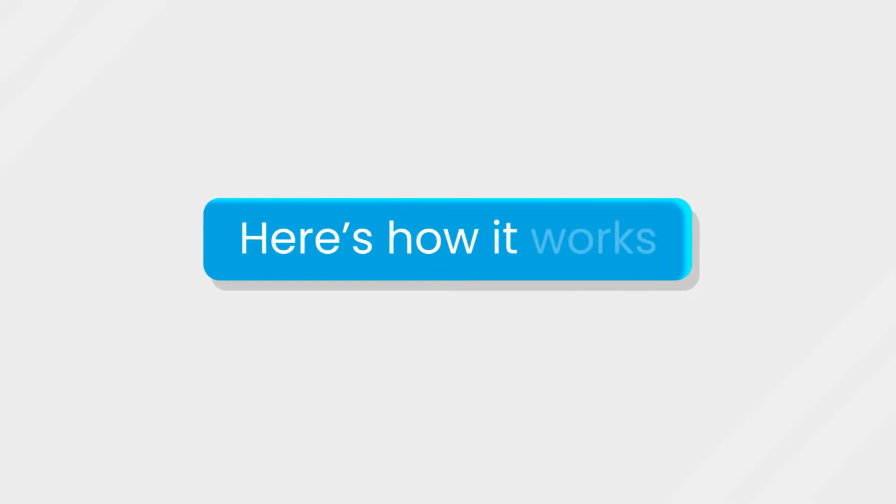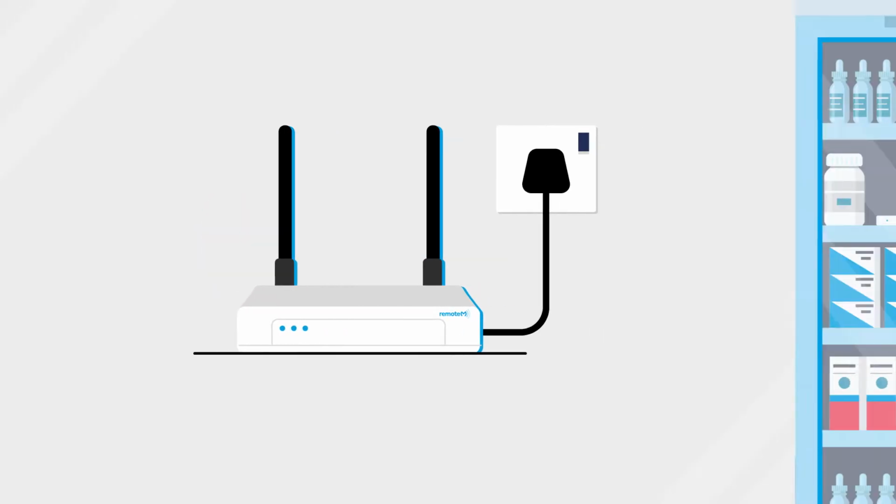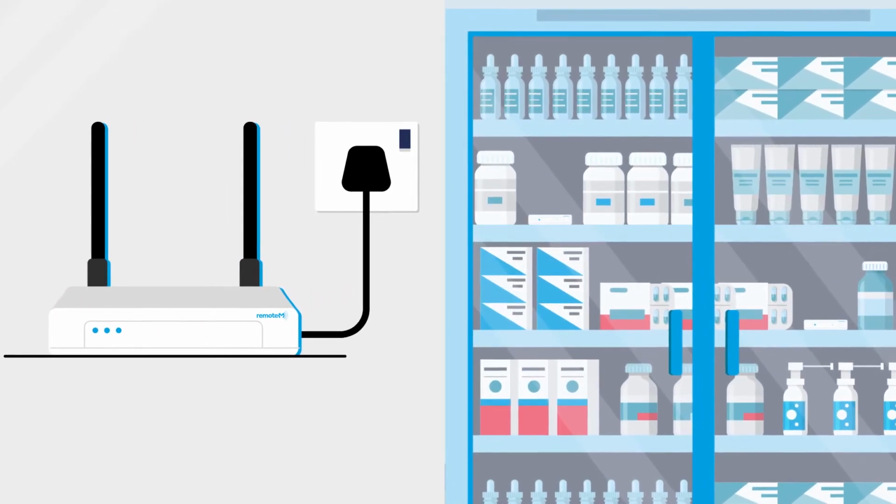Here's how it works. Just plug in the base station and put the nodes into the appliances. That's it, you're ready to go.